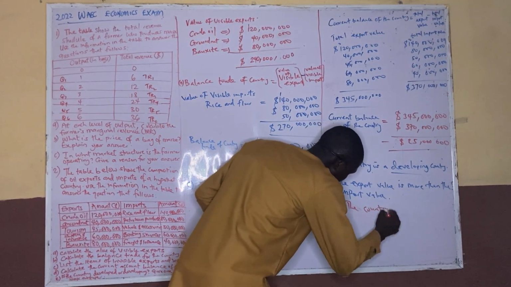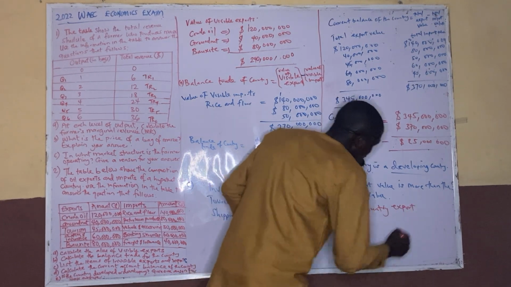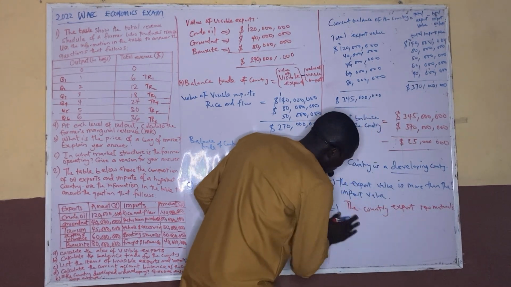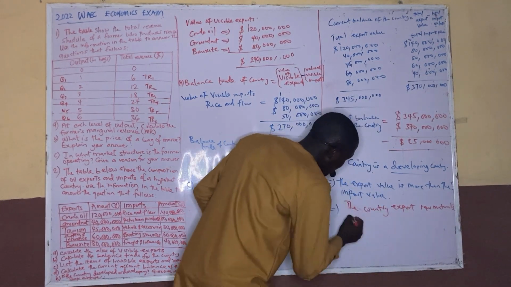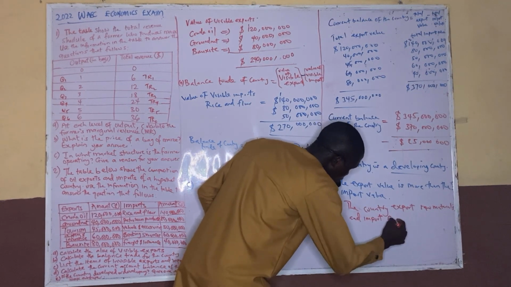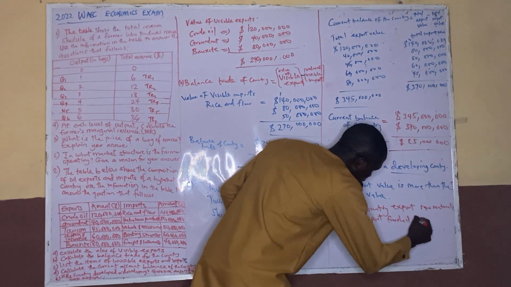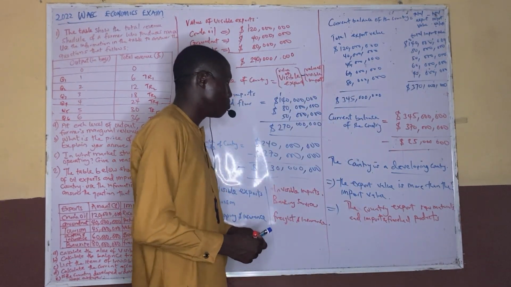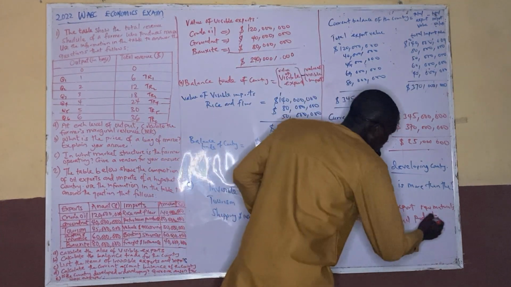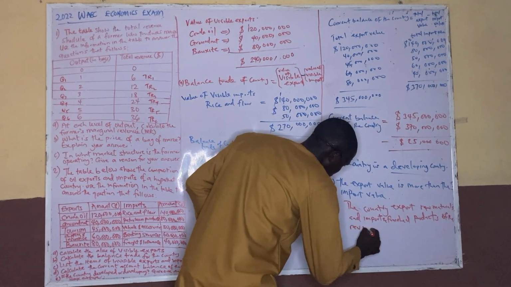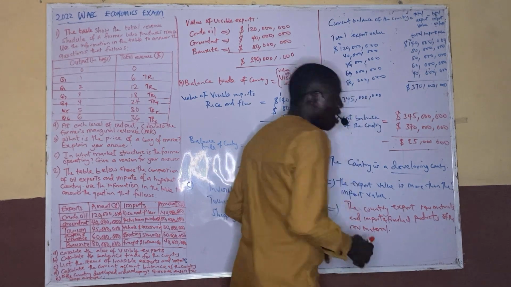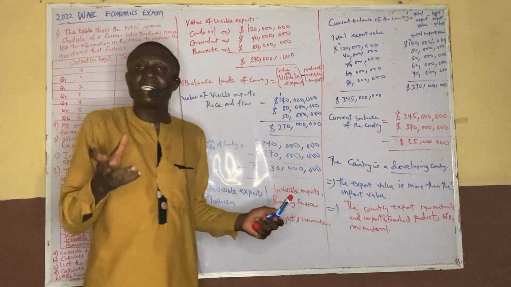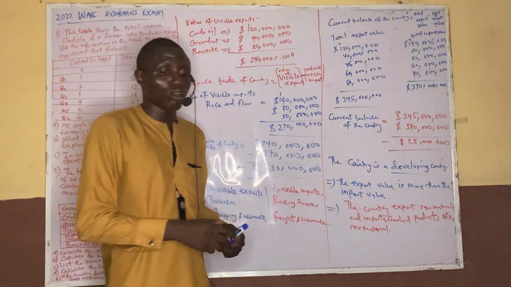The country exports raw materials and imports finished products, the finished product of the raw material. This only indicates that they lack the technical know-how or the machinery in processing that product. So that makes them a developing country. So that's that about question number two.